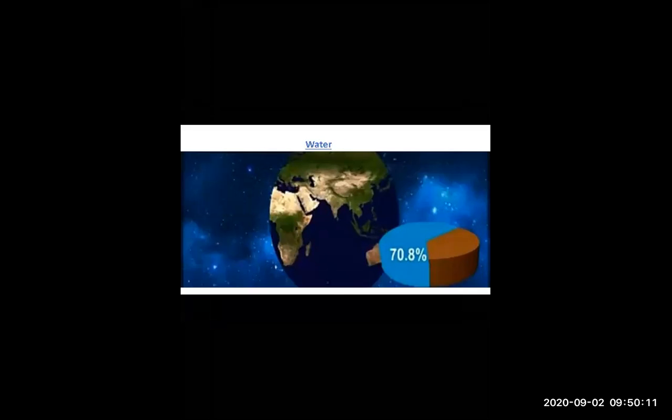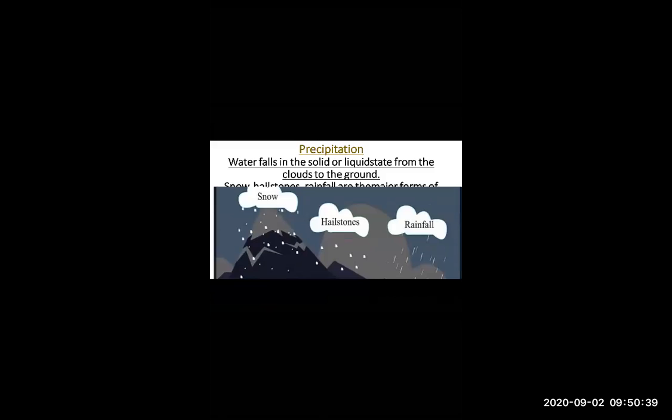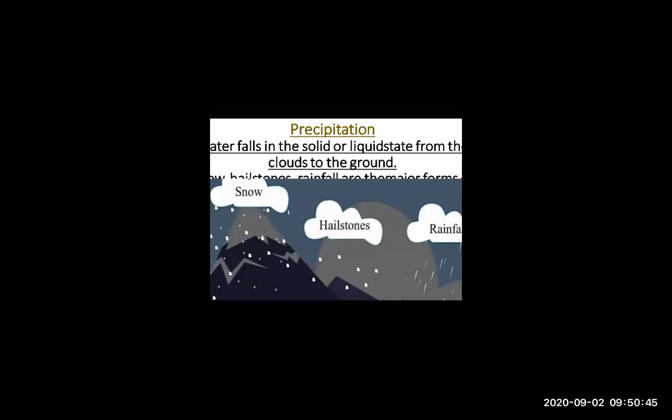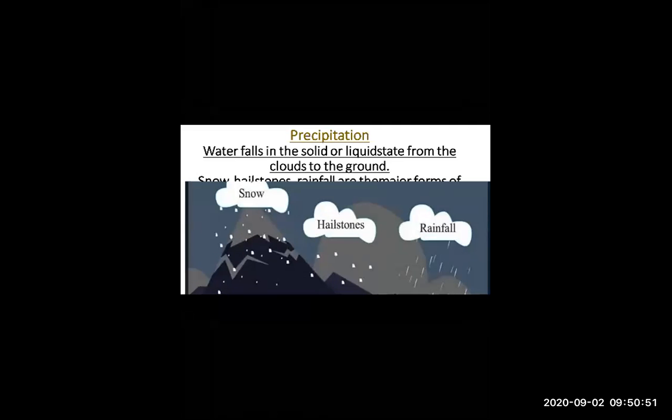So now what we have studied over there is precipitation. What is the exact meaning of precipitation and what are its forms? Precipitation means when water falls in a solid or a liquid state from the cloud to the ground. That is called precipitation. If you want to note down this meaning in your notebook, you can. I hope you are sitting with your notebooks.